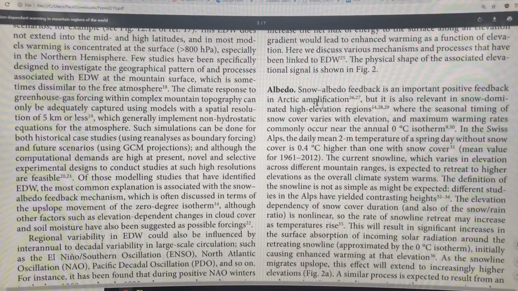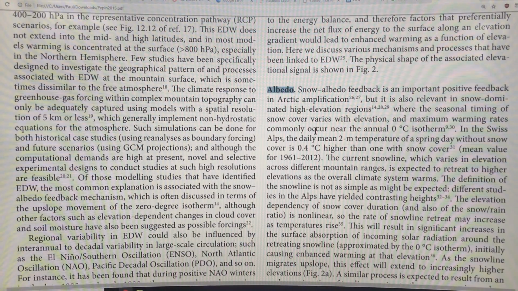Albedo is a well-known one for latitudinal temperature amplification. It's an important positive feedback in Arctic amplification, but it's also relevant in snow-dominated high elevation regions. The seasonal timing of snow cover varies with elevation. Maximum warming rates commonly occur near the annual 0 degrees Celsius isotherm. In the Swiss Alps, for example, the daily mean 2-meter temperature on a spring day with no snow cover will be 0.4 degrees Celsius higher than if there is snow cover in that region.